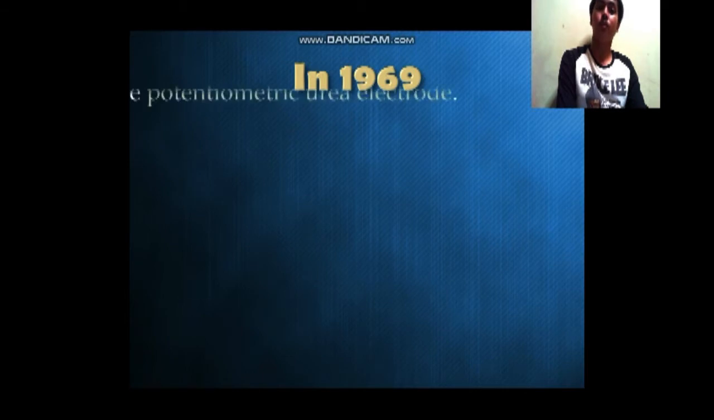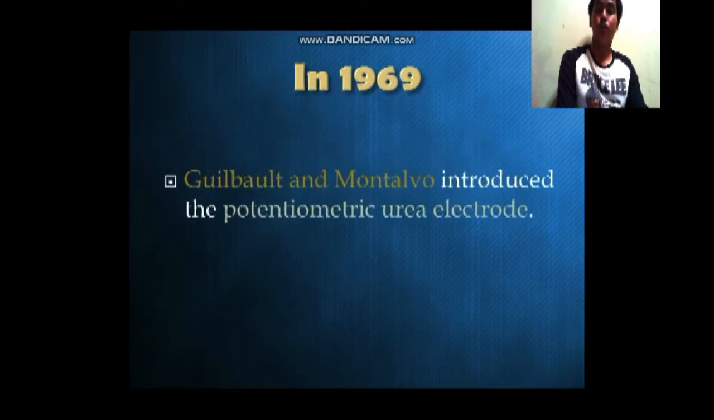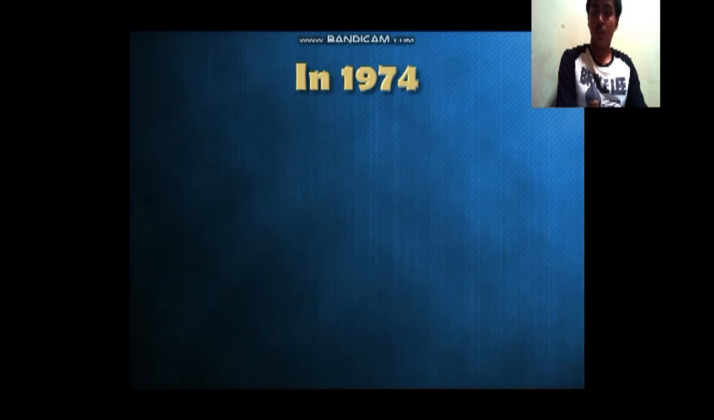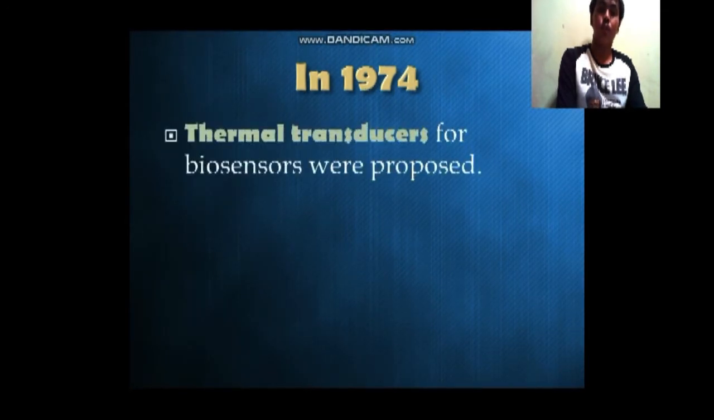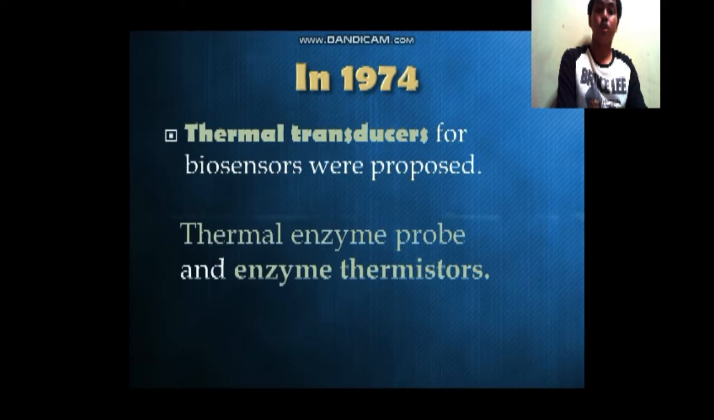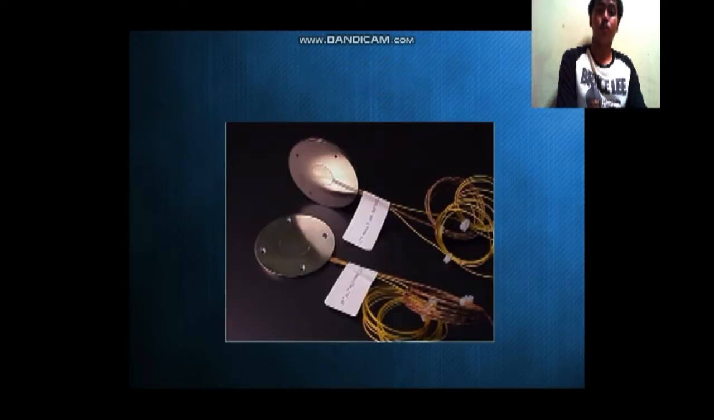In 1969, Guilbault and Montalvo introduced the potentiometric urea electrode. They used potentiometric measurements on a liquid electrode with urease to measure urea concentration. In 1974, this was the year where thermal transducers for biosensors were proposed, such as thermal enzyme probe and enzyme thermistors. This is an example of a thermal transducer.